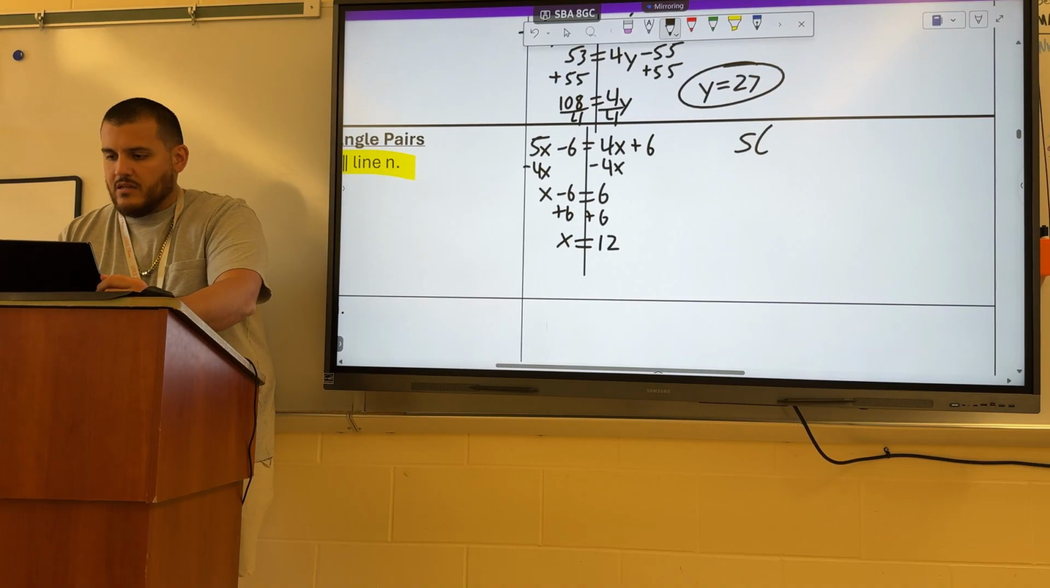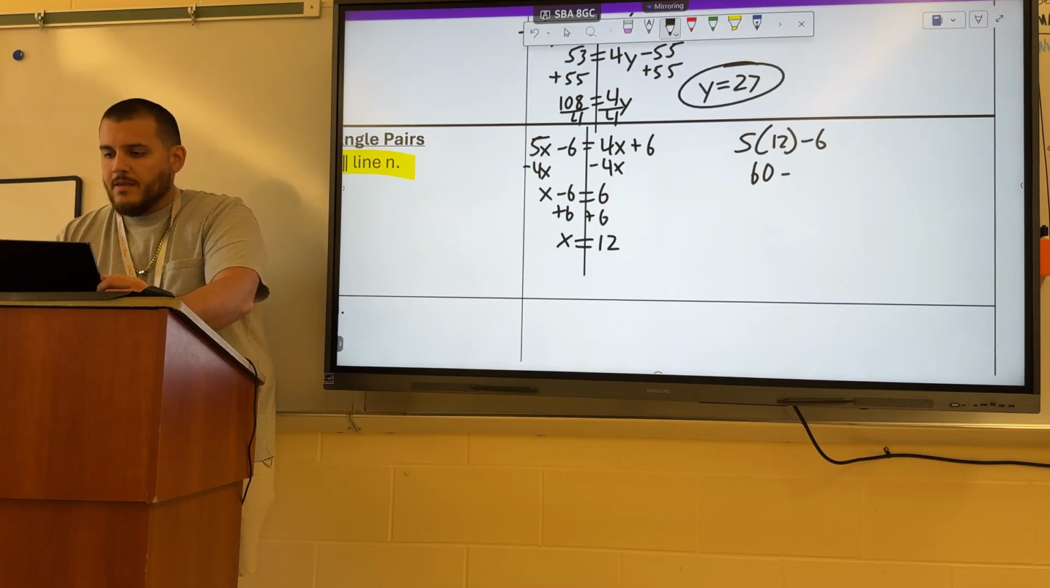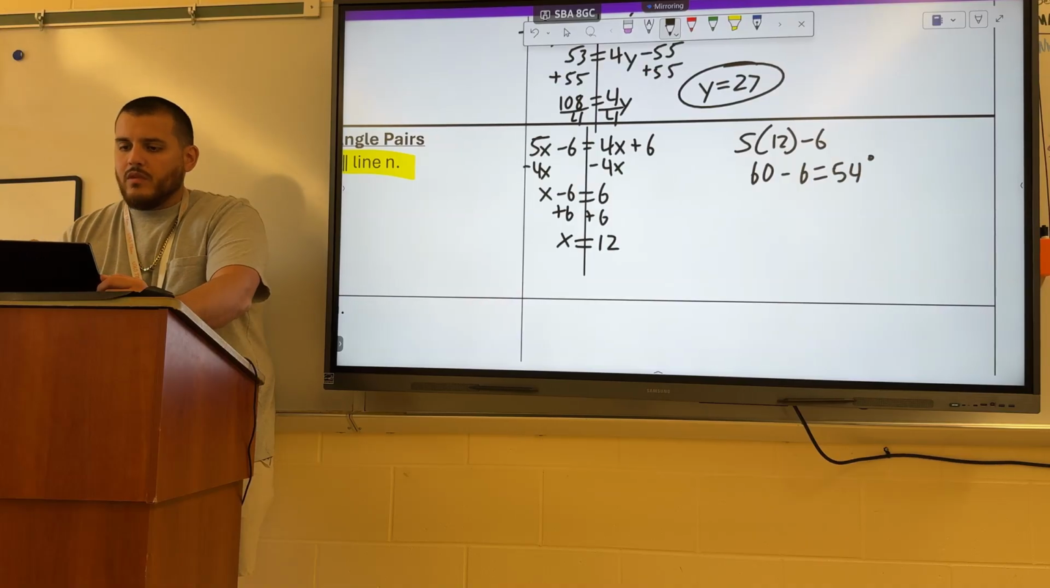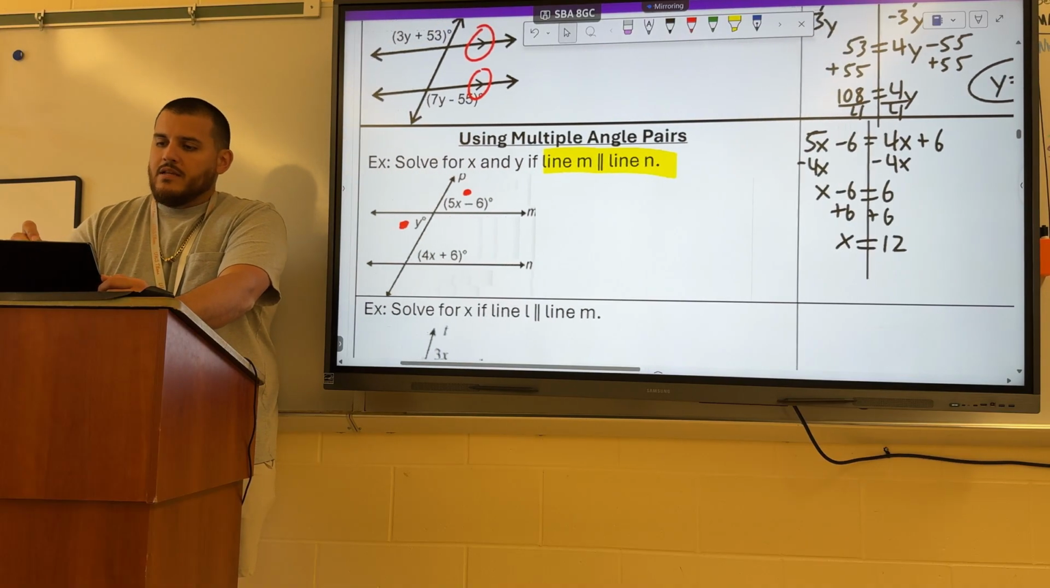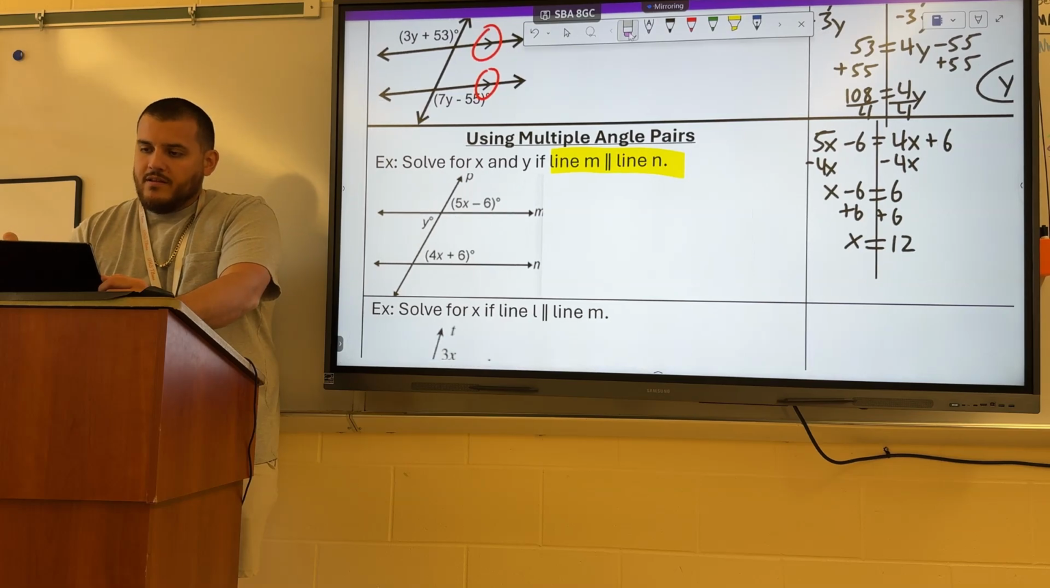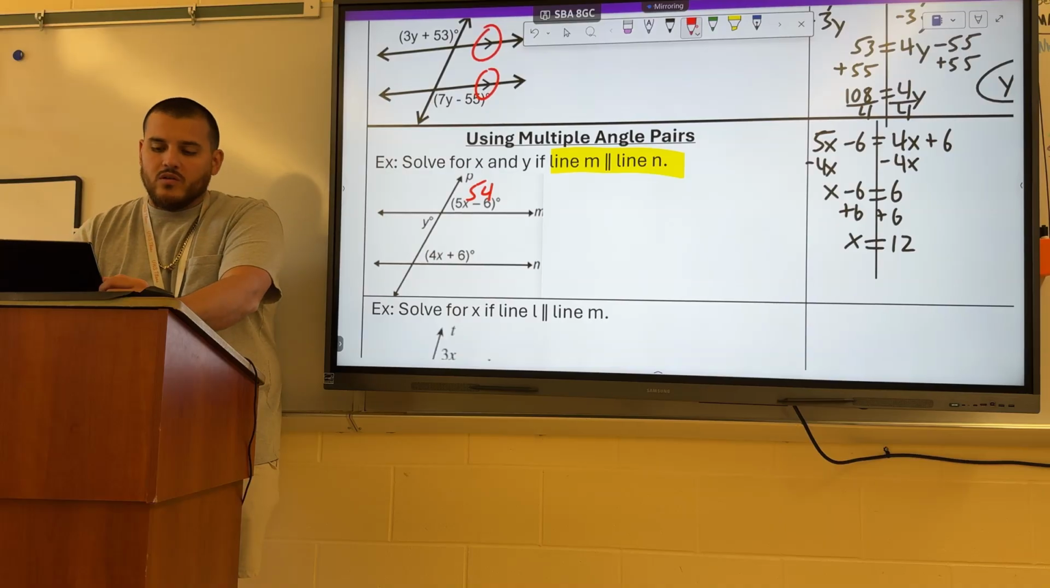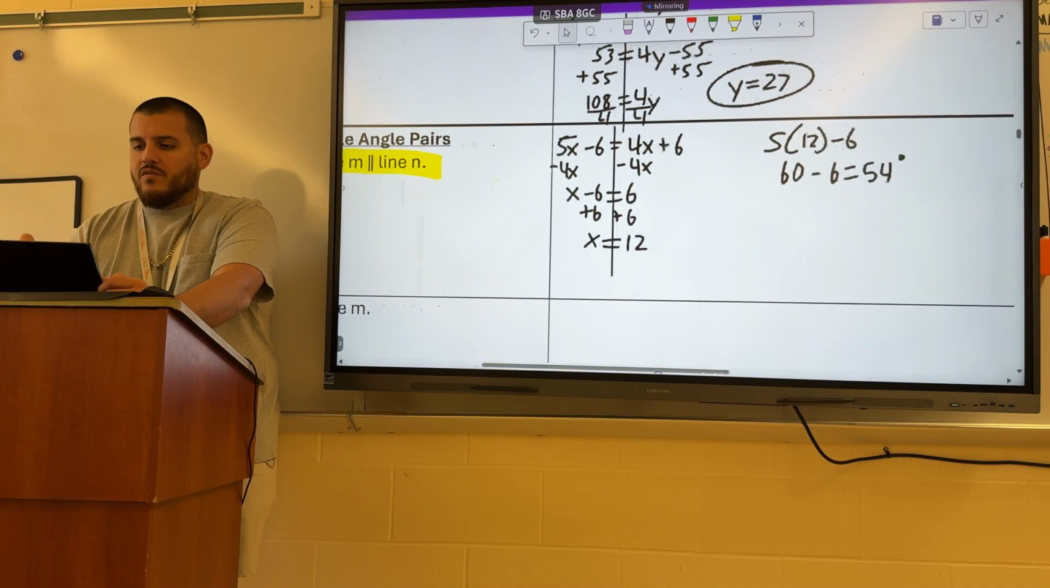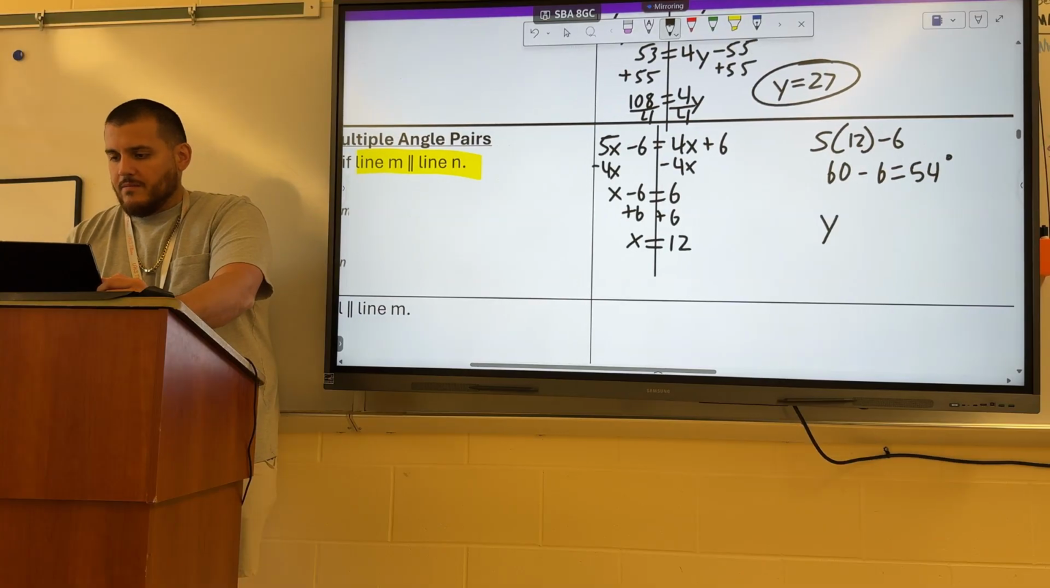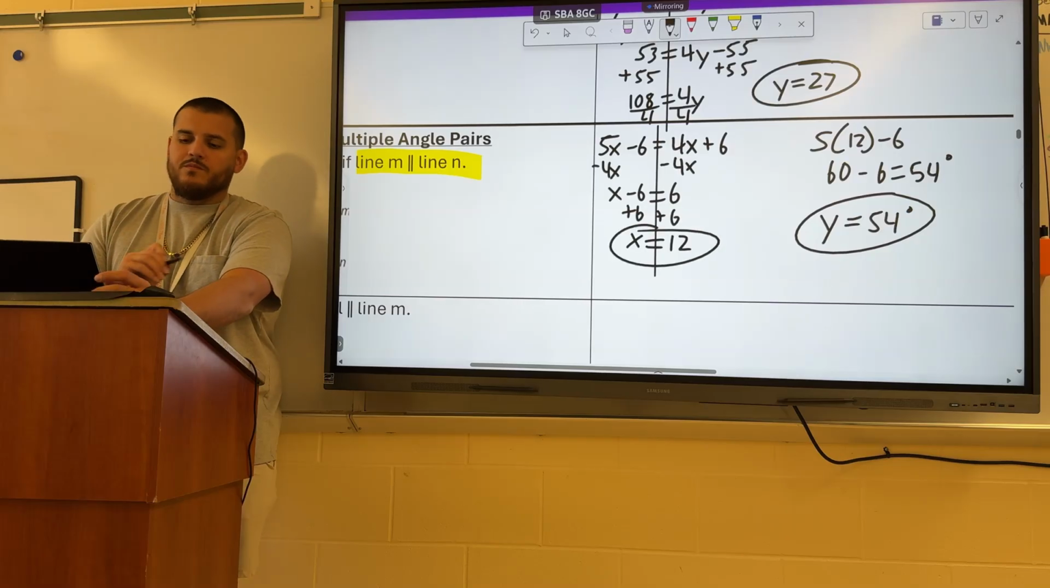So I'm going to plug my x into 5x minus 6. So 5 times x, which is 12, minus 6. 5 times 12 is 60. 60 minus 6 is 54 degrees. Therefore, in this figure, we know this angle is 54 degrees. That is vertical to y, so y must also be 54 degrees. X is 12, y is 54.